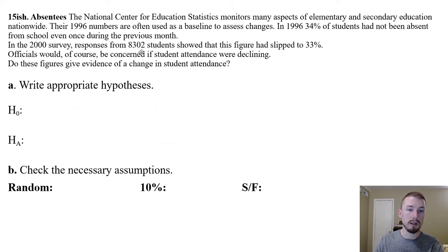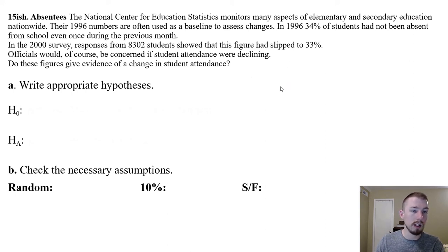Now, with such a large sample size, this might actually be statistically significant, even though a 1% drop in attendance over the course of 4 years would not necessarily be considered practically significant. It would still be considered statistically significant. Maybe. We'll see. We've got to calculate the p-value.